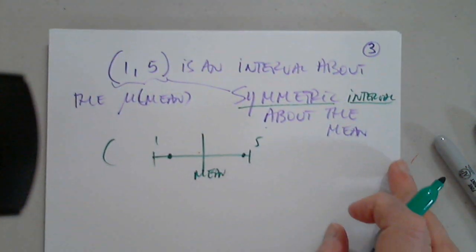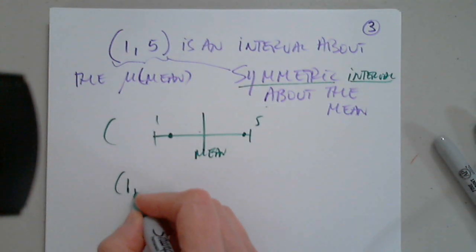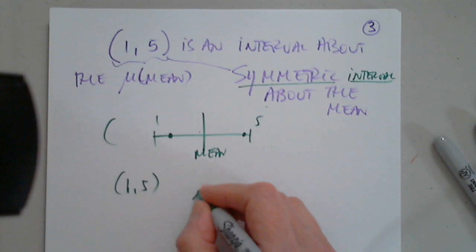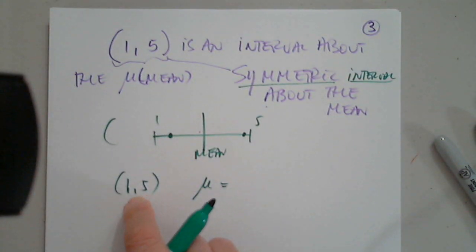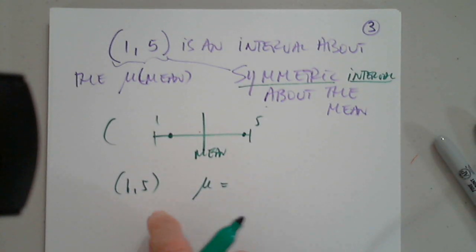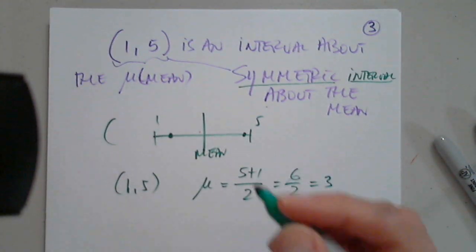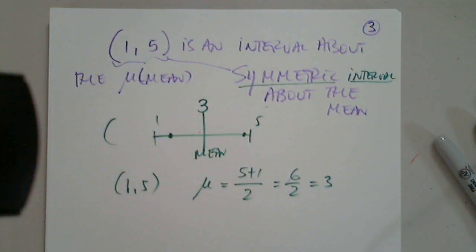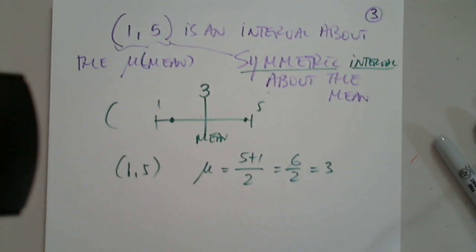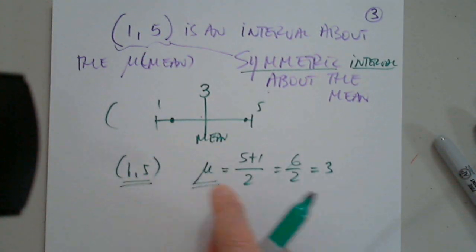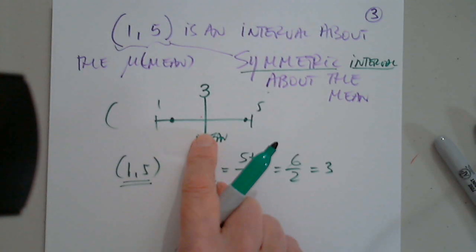So if I give you the interval 1, 5, how do I find the mean of this? Well, I add 5 to 1 and I divide by 2. So 5 plus 1 divided by 2 is 6 divided by 2, which is 3. So 3 is right in the middle. Please remember this. If we are given the interval and we are asked to find the mean, all we have to do is add these two and divide by 2, and we get exactly 3.